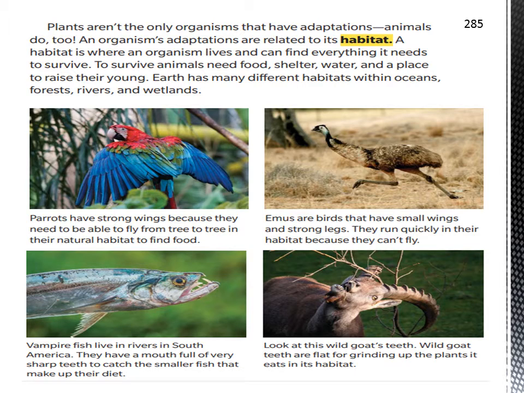Now let's move to picture number 3. Vampire fish live in rivers in South America. They have a mouth full of very sharp teeth to catch the smaller fish that make up their diet. What adaptation do vampire fish have? Yes, a mouth full of very sharp teeth. Now let's move to the last picture. Look at this wild goat's teeth. Wild goat teeth are flat for grinding up the plants.